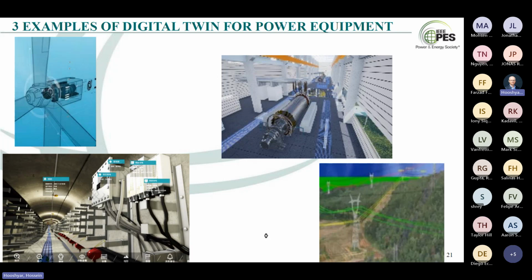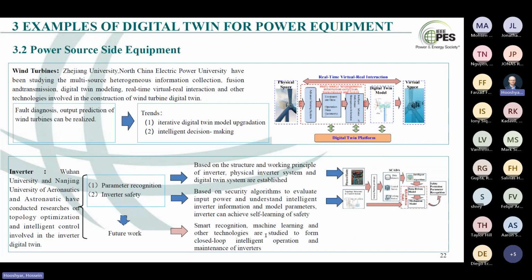Here, just to give you an example, like the wind turbines, Zhejiang University and also North China Electric Power University developed a digital twin for wind turbines for maintenance and fault diagnosis. And for the inverters, Wuhan University and Nanjing also developed some digital twins for the power inverters, for different applications.